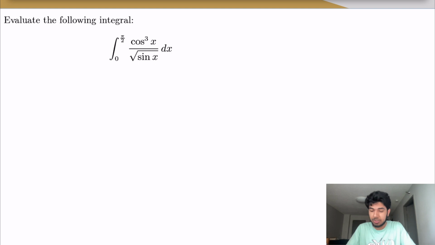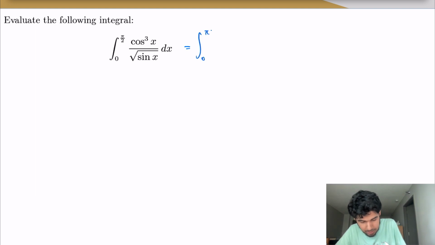We want to evaluate the following integral, the integral from 0 to pi over 2 of cosine cubed of x over the square root of sine of x dx. I don't really like working with square root symbols, especially when there's a trig function within them, so we can convert that to a power. The square root is equivalent to something to the 1/2 power. Since it's in the denominator, it'll be to the negative 1/2 power. So we can convert this integral into the integral from 0 to pi over 2 of cosine cubed of x times sine of x to the negative 1/2 dx.